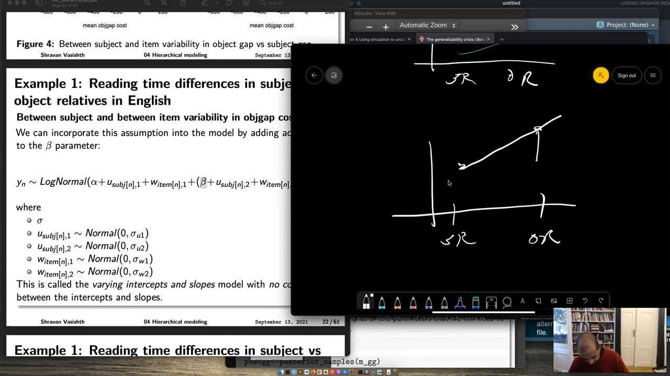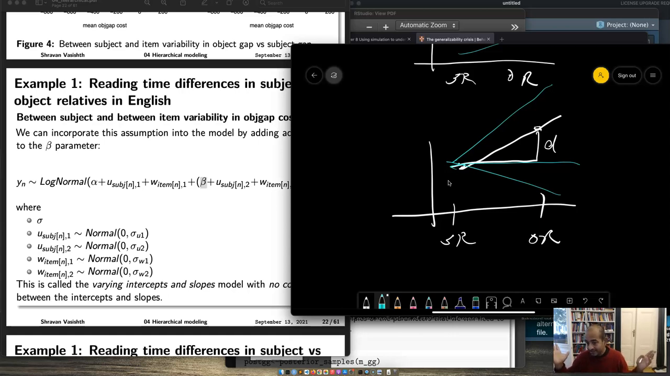This slope is actually telling me the difference between the object and subject relative, right? But this slope might also vary by subject. Some subjects might have a more extreme slope, and some subjects might have a flat slope, or even a negative slope. There might be subjects who actually find object relatives easier than subject relatives. Let me rephrase that. I'm not saying that they actually find them easier, but rather what we observe in the data is that object relatives are read faster than subject relatives for some subjects.